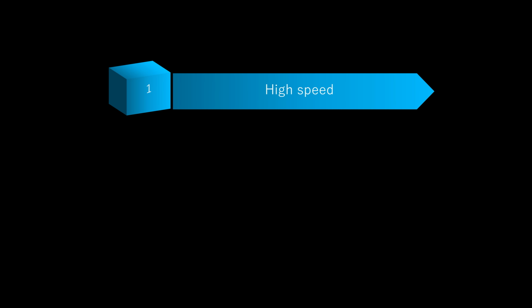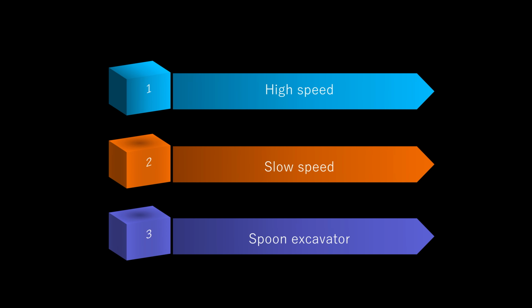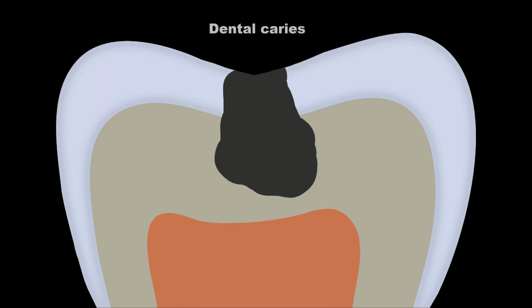Okay, so now in the second part of this step, we have to understand how we are going to excavate the dental caries. We can use a high speed handpiece, or high speed tooth removal, then slow speed, and also a spoon excavator. Let's see in which places which type of tooth removal is indicated.